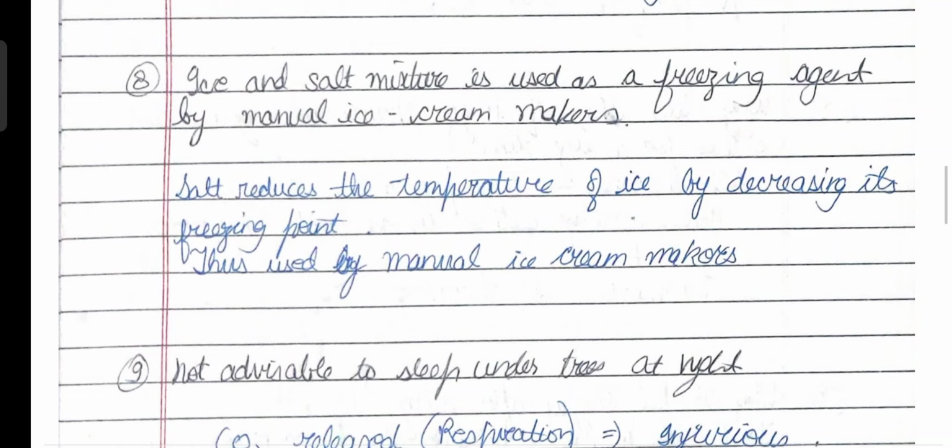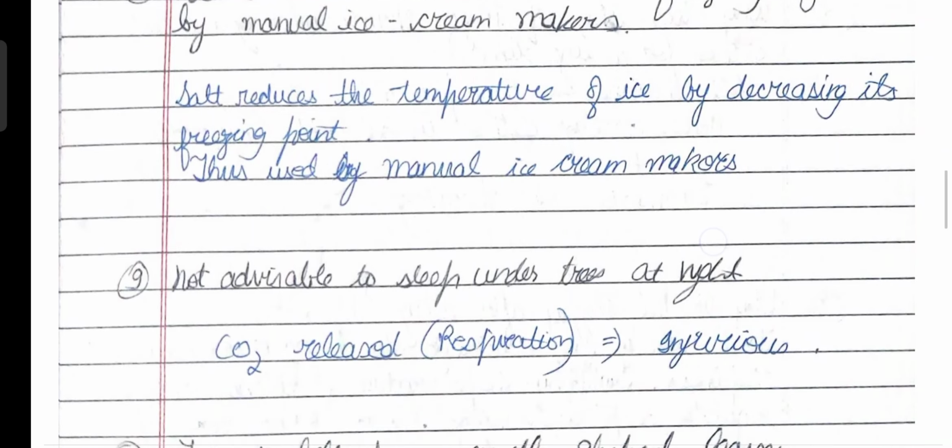Next question is, ice and salt mixture is used as a freezing agent by manual ice cream makers. Now this can also be asked in a very different manner. You can say, why does the ice not melt if salt is added to it? When salt is added to ice, it reduces the temperature of the ice because it decreases the freezing point. Since the freezing point is decreased, the ice can remain for a much longer period of time as compared to normal or pure ice.